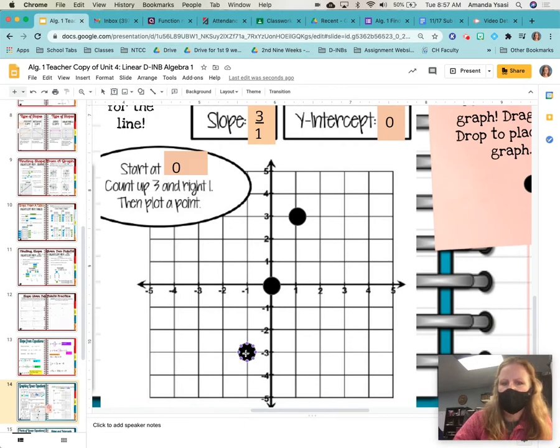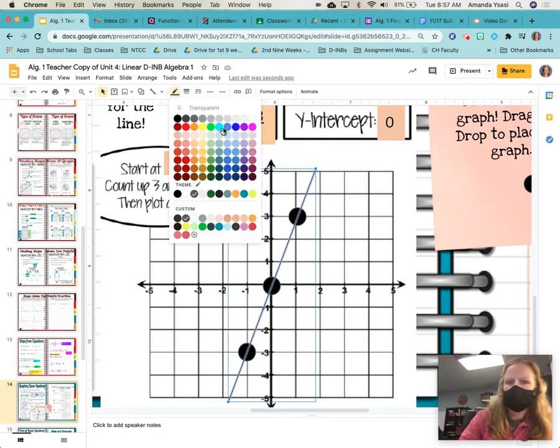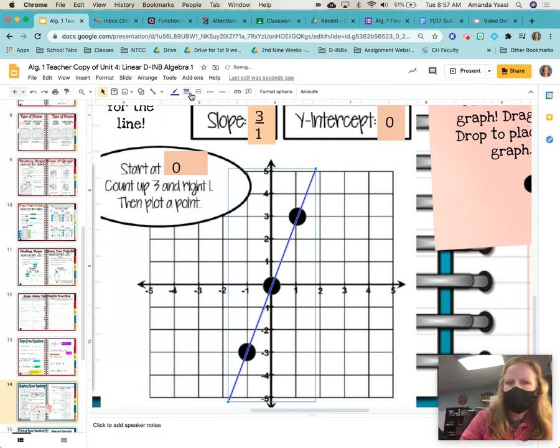So I'm going to start in the middle of 1 point. So get your line tool and then make it go through those points. Now I'm going to extend it on both sides. I'm going to color my line and make it thicker.